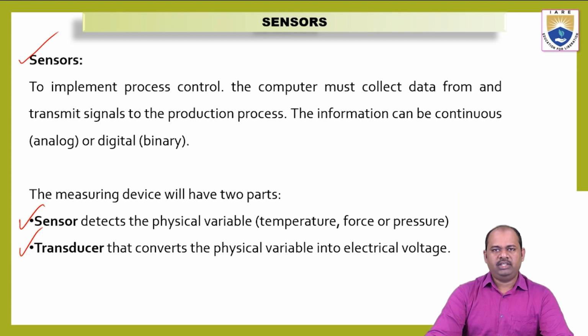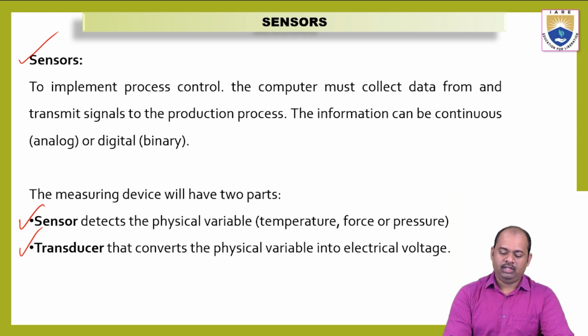The sensor is the device which detects the physical variable like temperature, force or pressure, etc. So whenever we have a sensor in the system, this sensor will detect the temperature. The best example for a sensor is the thermistor, which is used in air conditioning systems. In air conditioning systems, the thermistor will detect the temperature, like what is the surrounding temperature of the area. And similarly, force or pressure can also be detected by using different kinds of sensors.